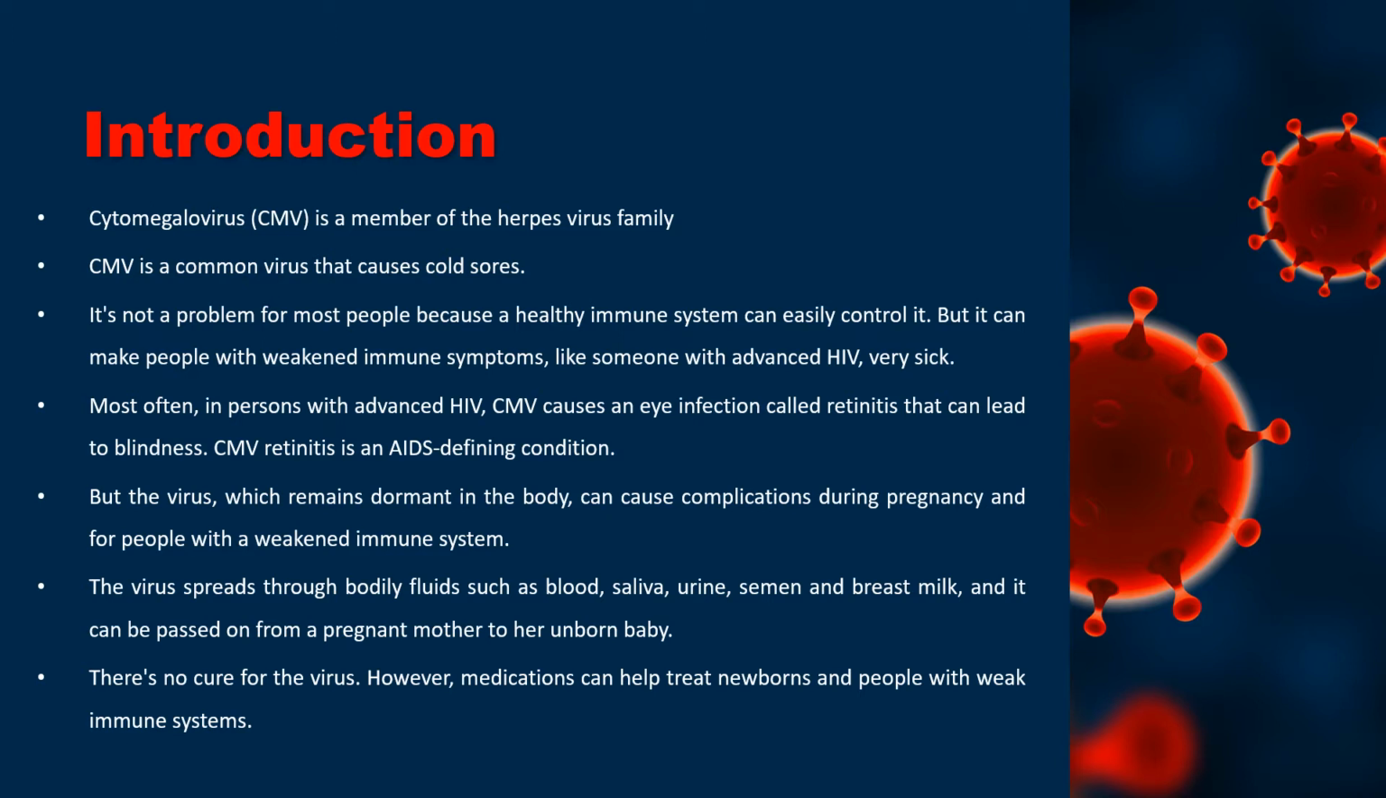The first one is herpes simplex virus 1 and the second one is herpes simplex virus 2. These two viruses are responsible for orolabial herpes and genital herpes. The third one is varicella zoster. Varicella is responsible for chickenpox and zoster is responsible for shingles. The fourth one is the Epstein-Barr virus, which causes infections including mononucleosis.